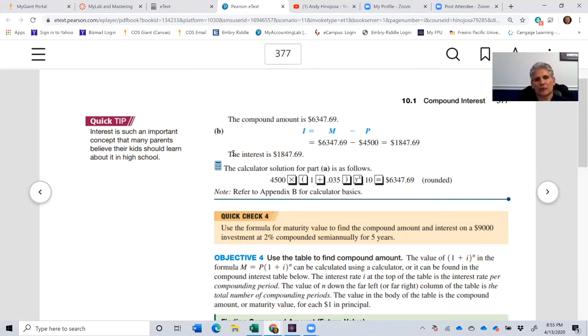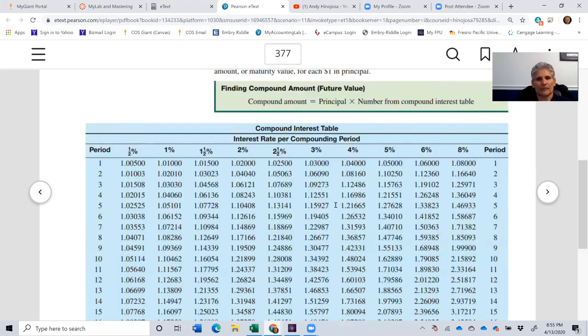In the textbook, they actually show you how to use the calculator. So if you're struggling with using the calculator, make sure you refer to the textbook.